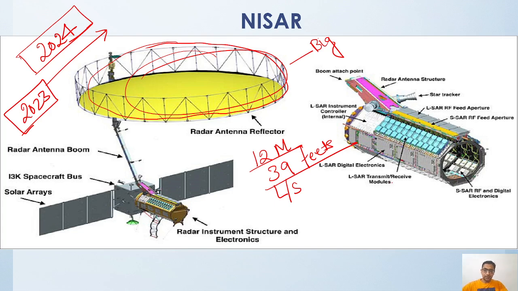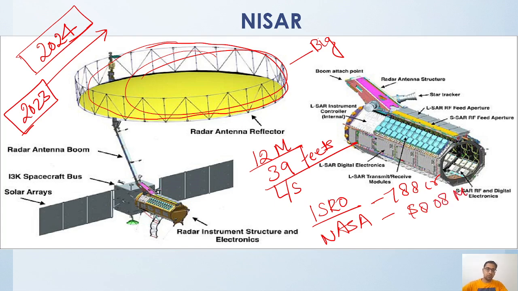ISRO bears a project cost of around $99 million, or 788 crore rupees, and NASA has provided funding of $808 million. Both are working on the technicalities, including the L band and S band payload which I already discussed. We expect to send it through the GSLV Mark II rocket, and the orbit will be sun synchronous.